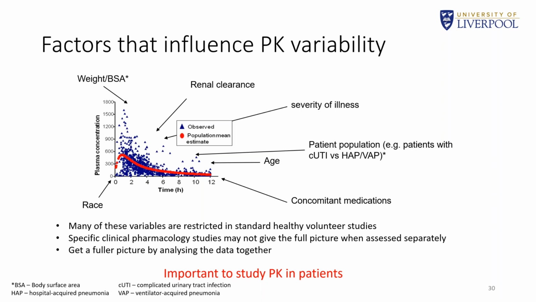And whilst you can study the impact of age and the impact of renal clearance, for example, in specific clinical pharmacology studies, they don't give as full a picture when assessed separately than when you pool all the data together. And particularly in those healthy volunteer studies, it's not going to be as heterogeneous a population as your patient studies. So you might not be able to understand the influence of someone with renal clearance and a high body weight together, for example, or the influence of age and renal clearance together. So because of that, it remains really important for us to continue to study PK in patients, even when we have healthy volunteer data.